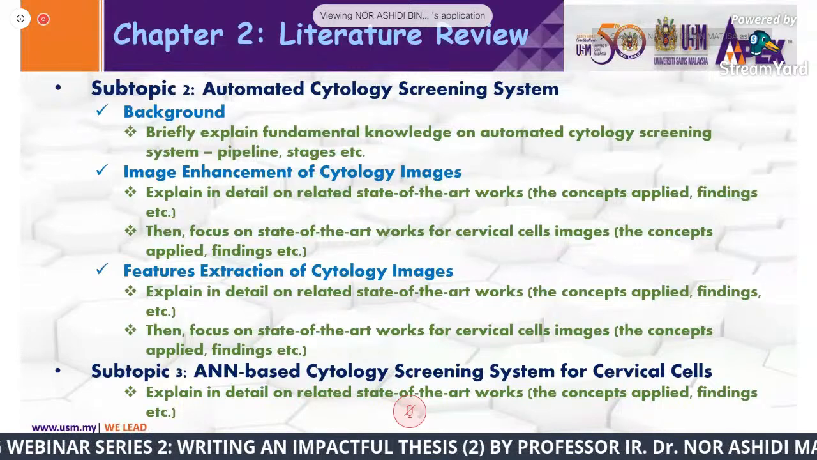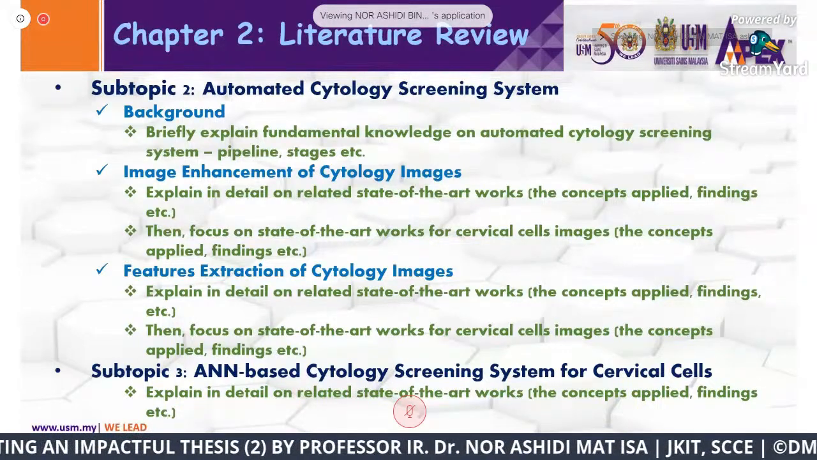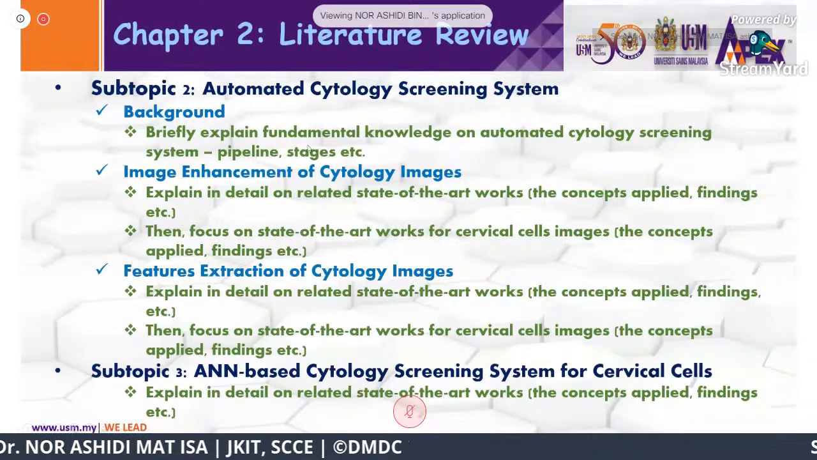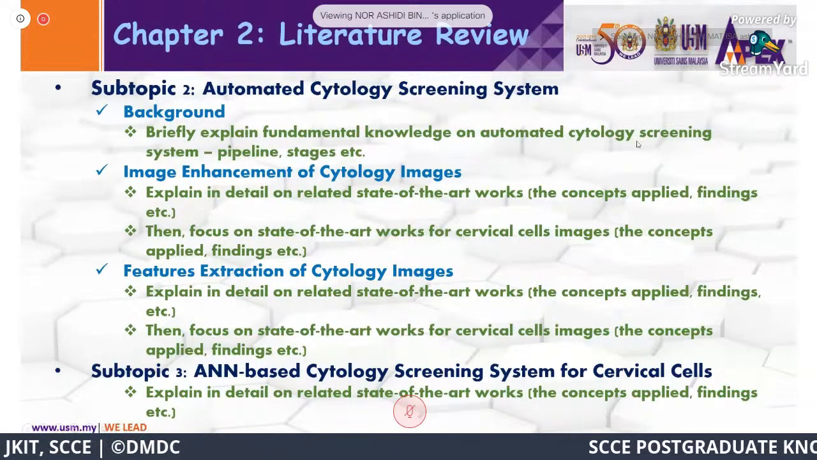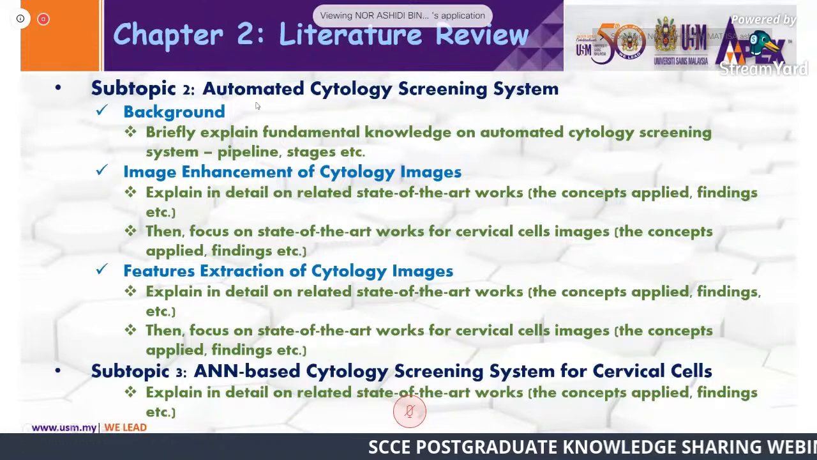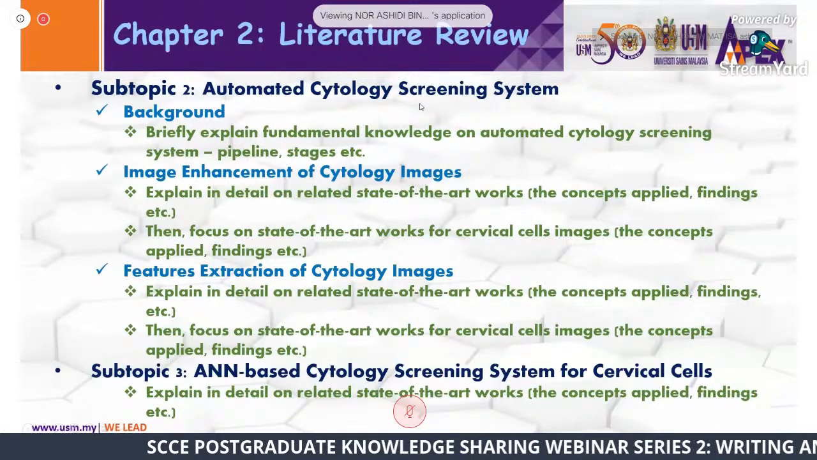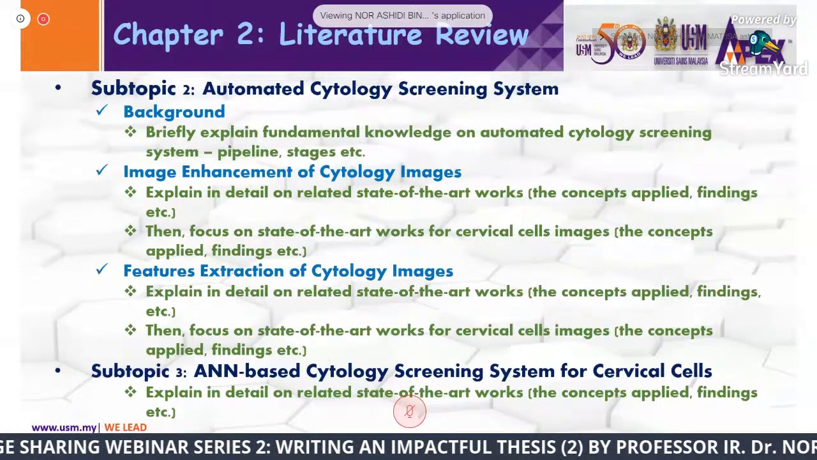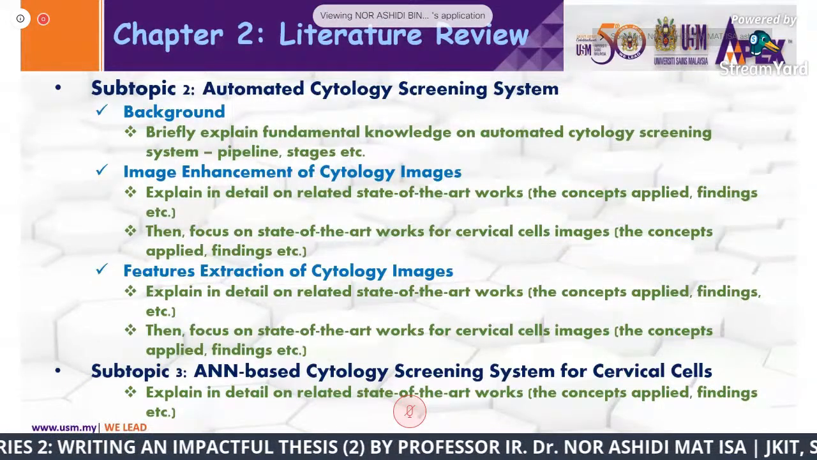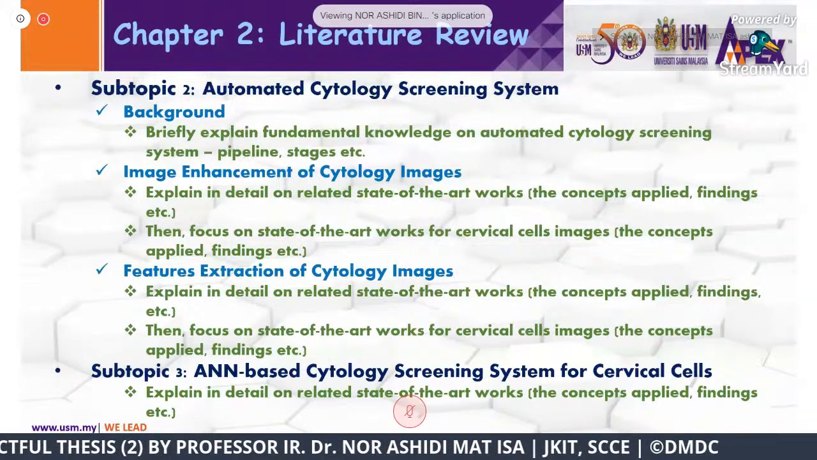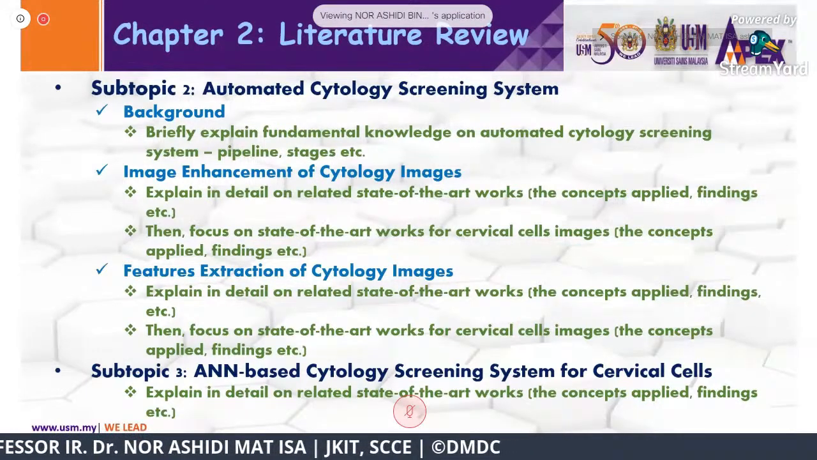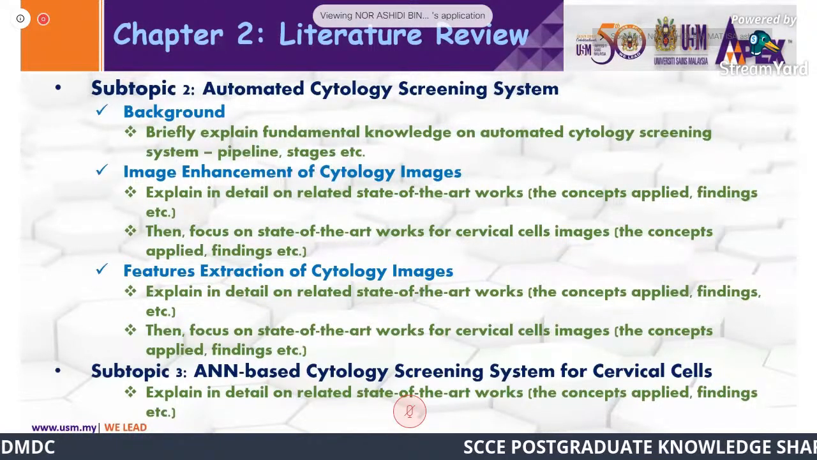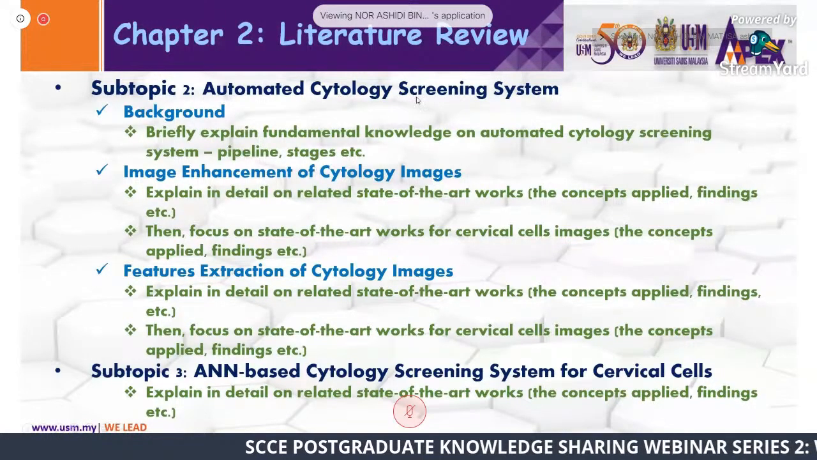Okay, so make sure that the fundamental work must be briefly explained. Now you must briefly explain the automated cytology screening, because now you want to focus on the automated cytology screening system. Previously, the alternative diagnosis could be any type. It can be ANN based, statistical based, mathematical based, and so on. So now you focus only on the automated cytology system.